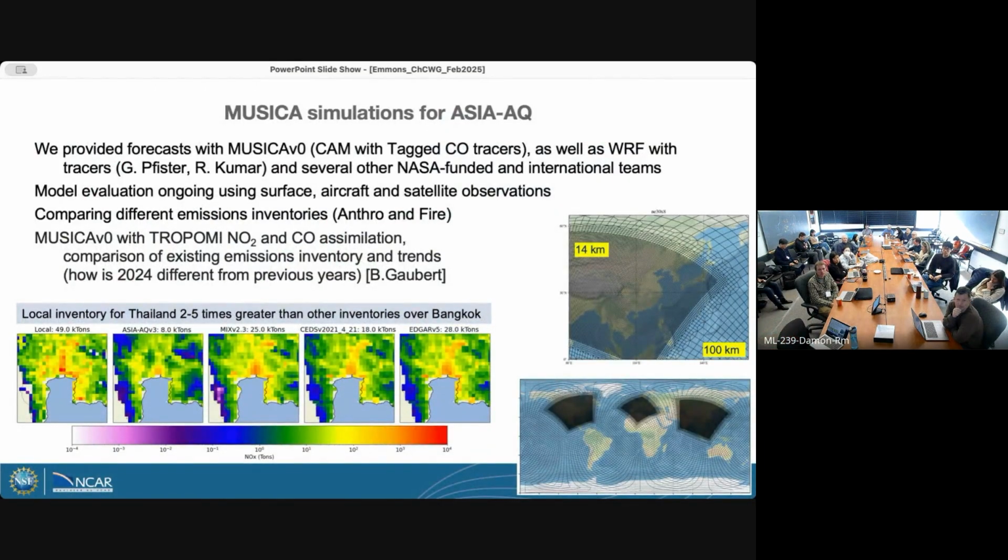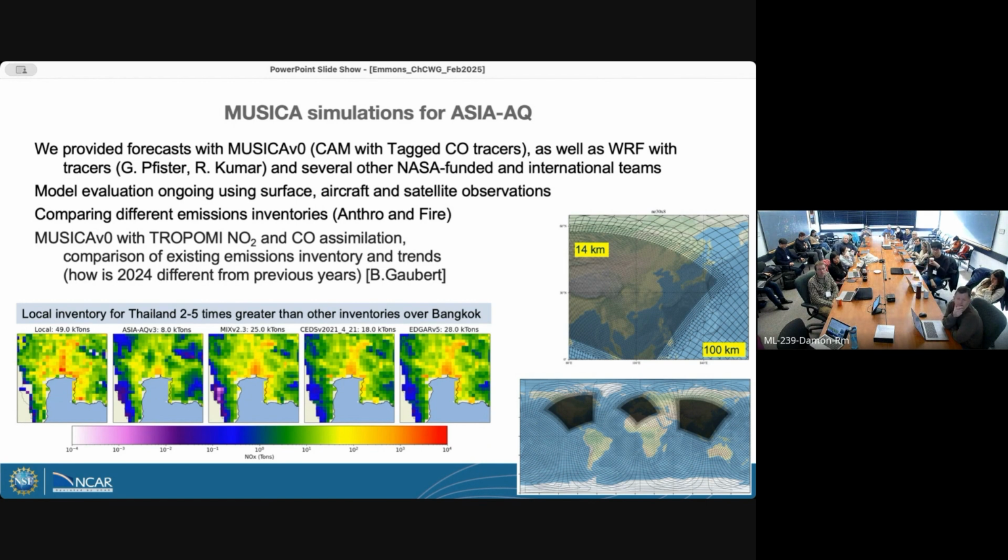So one of the things that we're looking at is, our group provided forecasts during the field campaign with MUSICA and with tracers. There are a number of other forecasts, but now we're moving on to evaluating the model with all these observations. And as usual, a key problem with these simulations is getting the right emissions inventory.